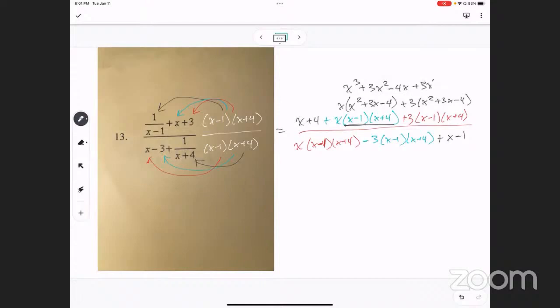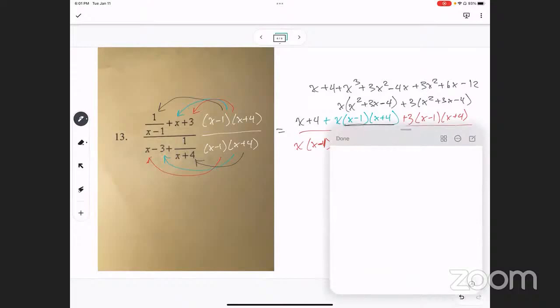Plus 3x squared plus 6x minus 12. And then you still have the x plus 4 up there. And so then you would add like terms on the top, which is a pain in the butt. And then the bottom, whoops, I don't know where that came from.